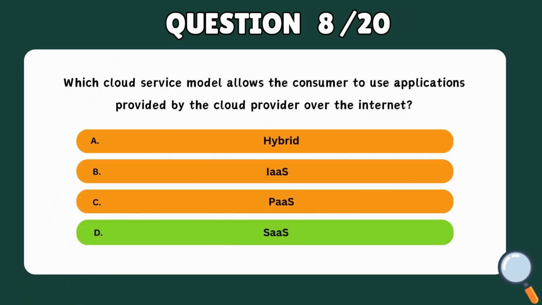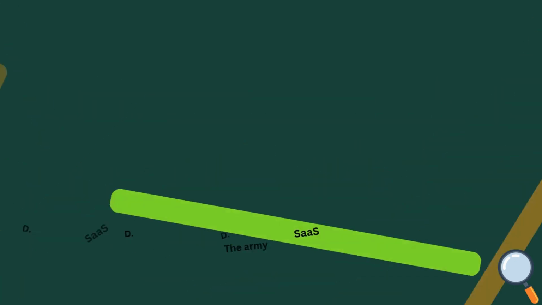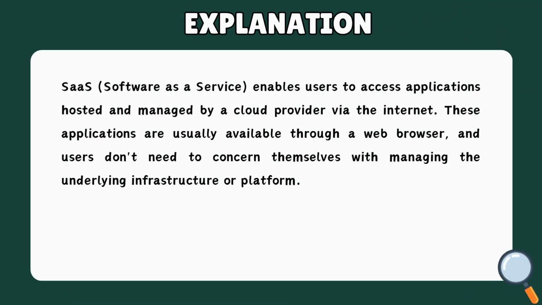Correct answer: D. SaaS. SaaS, software as a service, enables users to access applications hosted and managed by a cloud provider via the Internet. These applications are usually available through a web browser, and users don't need to concern themselves with managing the underlying infrastructure or platform.